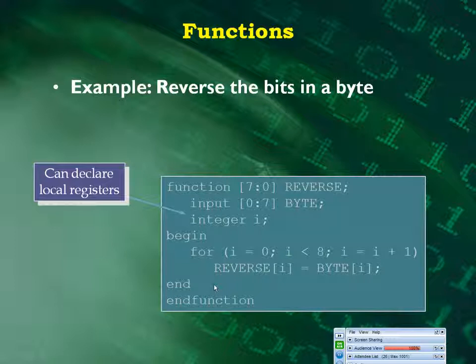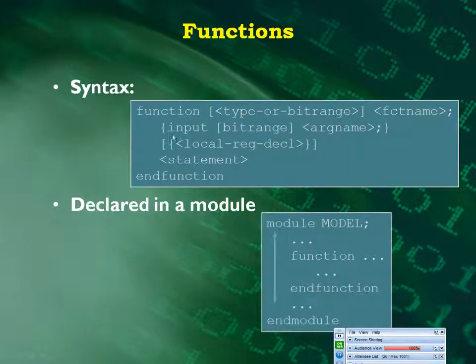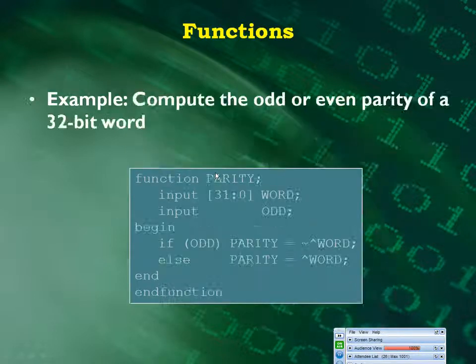So now let's look at another example. And notice in this one we've declared an integer called I so that we can use it within the function. So if we go back to that syntax, that's what this part of the syntax is, your local register declaration. So you could have one or more of those.